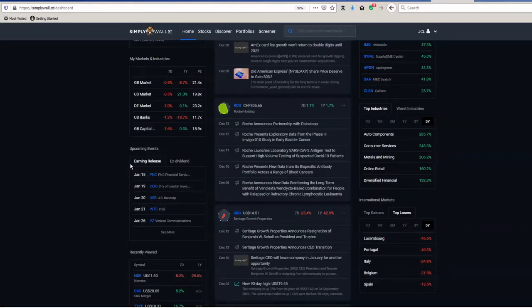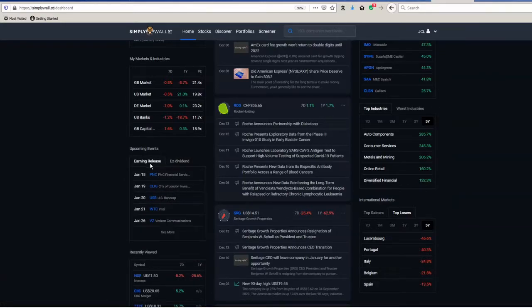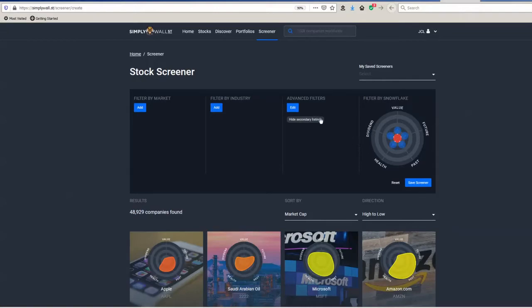So for things that might be in your portfolio, you can see when they're going to release earnings and when the next ex-dividend dates are going to be. So that is really good functionality. Now they've also got a really neat screener. So you've got 50,000 companies almost in the database, which is absolutely fantastic, really, really good.